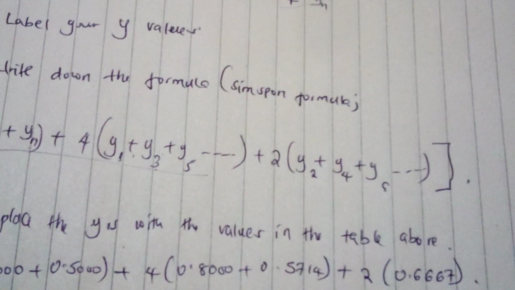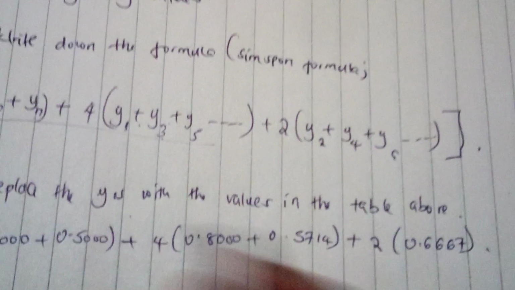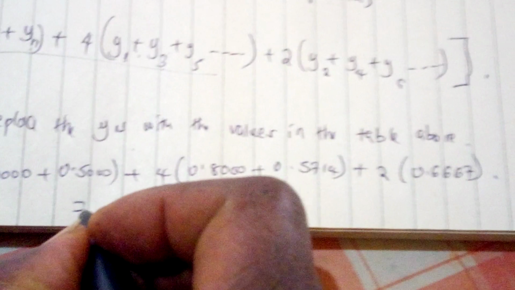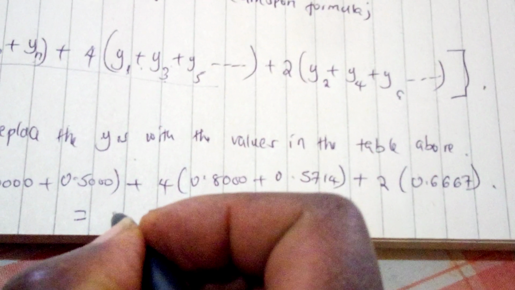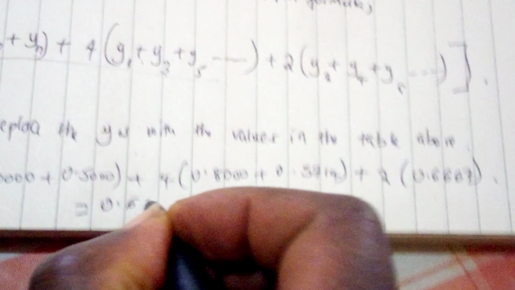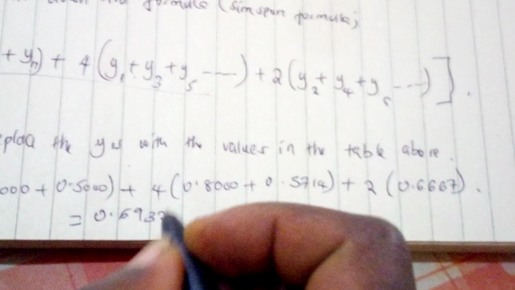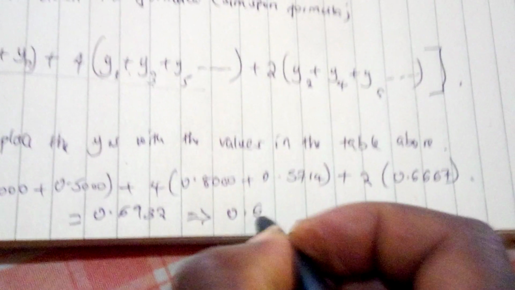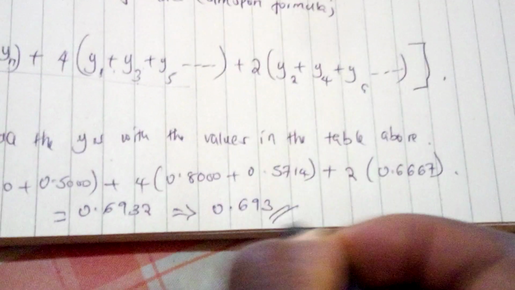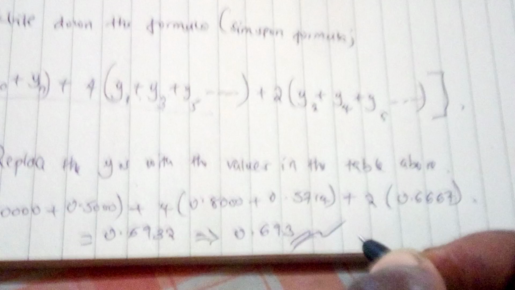When you open the whole brackets, kindly use your calculator, and you're going to have 0.6932. But because we've been told here to find it in 3 decimal places, we are going to have it to be 0.693. So this is the answer. Make sure you practice.